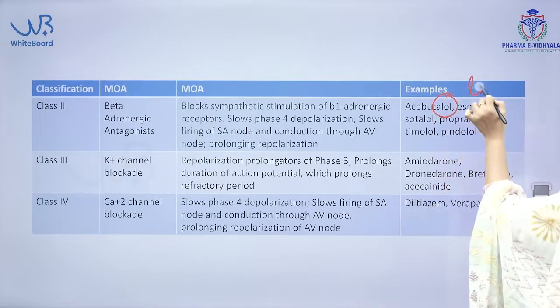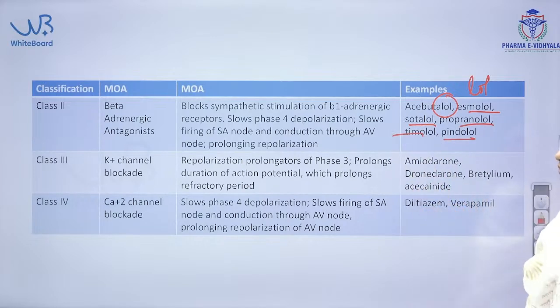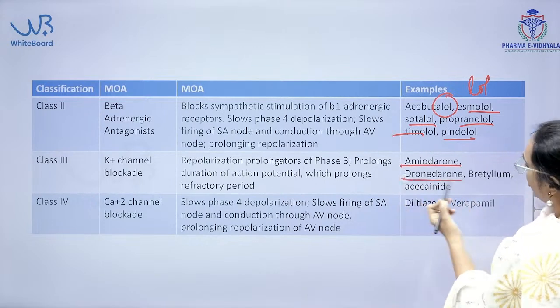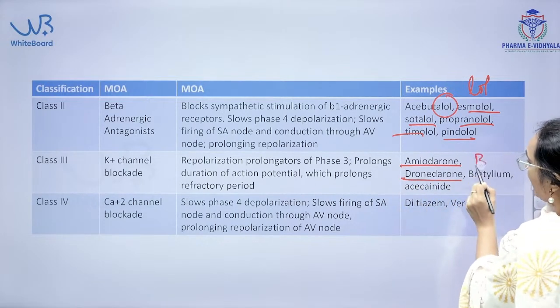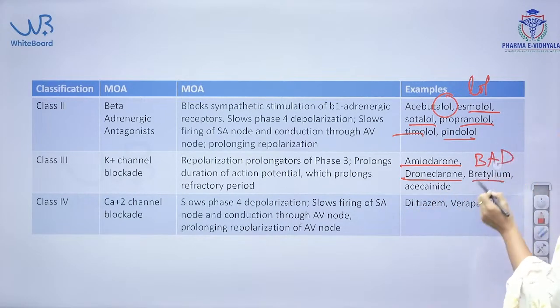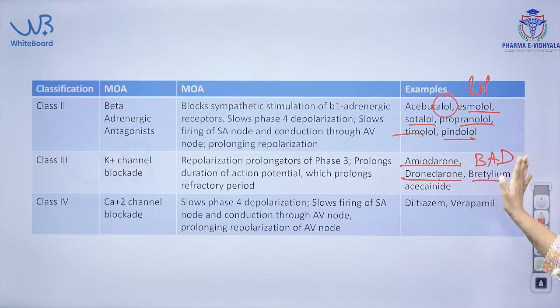Esmolol, acebutolol, sotalol, propranolol, timolol, pindolol. All the -olols. Then BAD: bretylium, amiodarone, dronedarone. Bretylium, amiodarone, dronedarone, these are the potassium channel blockers.